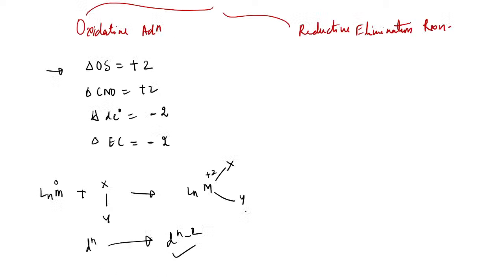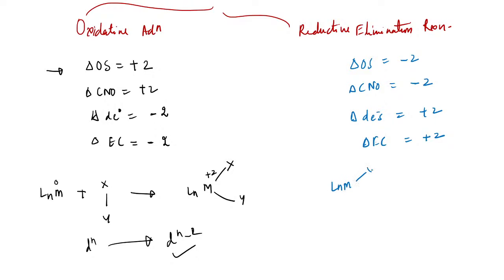Okay. So let's go now to reductive elimination reaction. So this is just the opposite of oxidative addition reaction. Okay. Now if I just learn reductive elimination reactions, so definitely change in oxidation state should be -2. Right. So this is just the opposite of your reductive elimination reactions.